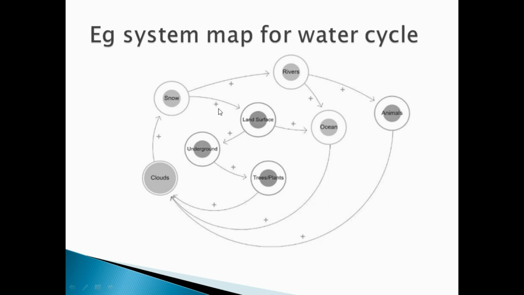Now, what we see here, a plus, indicates that as one element, x, increases, the y element also increases. If there is a minus on the arrow, it indicates that as x increases, y decreases. So a plus indicates a positive correlation between the two elements, and a minus indicates a negative correlation between the two elements.